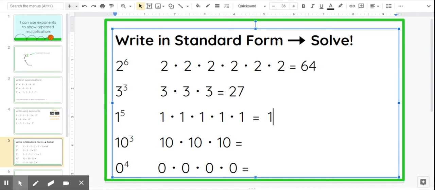10 to the power of 3 is 10 times 10 times 10. 10 times 10 is 100. 100 times 10 means we're going to place an extra 0 at the end, so we get 1,000. 0 to the power of 4 is 0 times 0 times 0 times 0. Anything times 0 is 0.